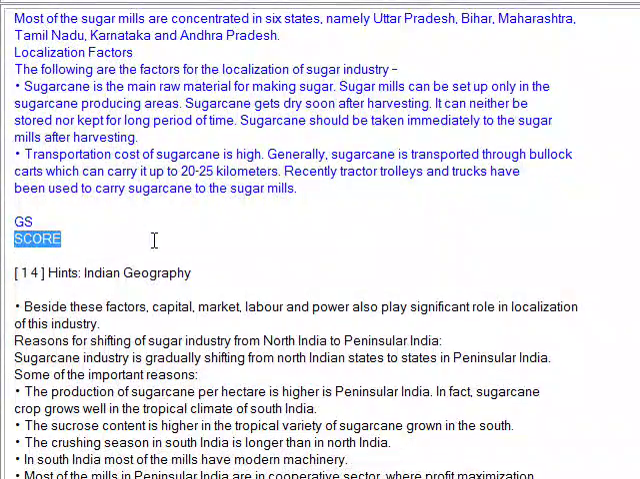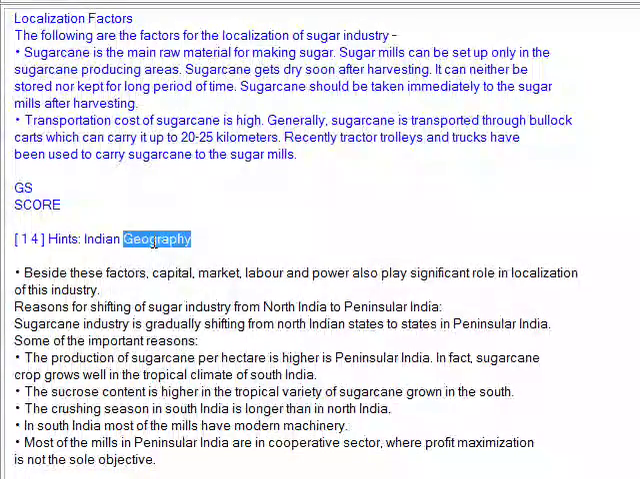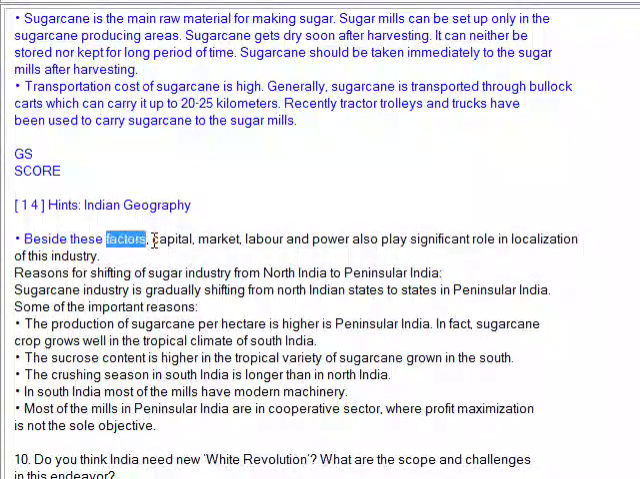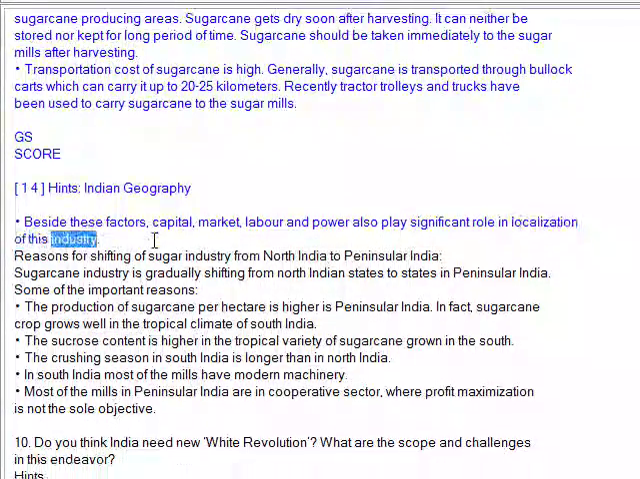GS score 1-4 hints. Indian geography. Besides these factors, capital, market, labor and power also play a significant role in localization of this industry.